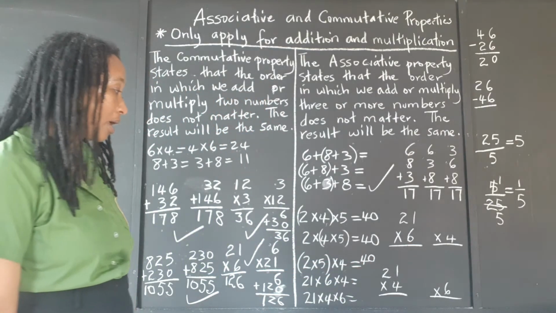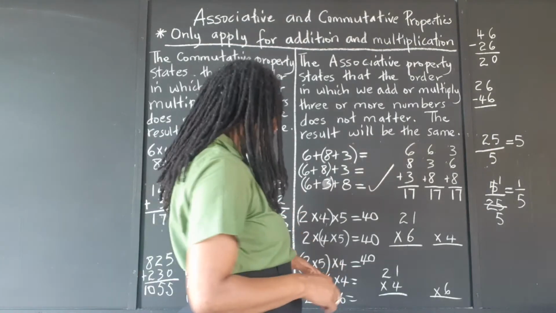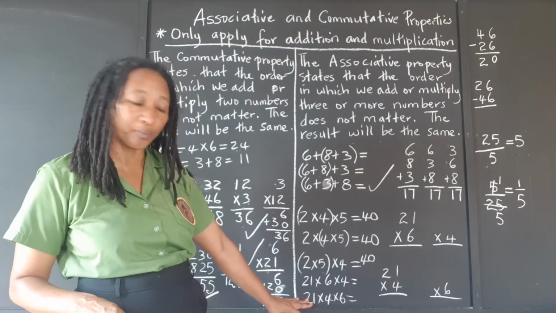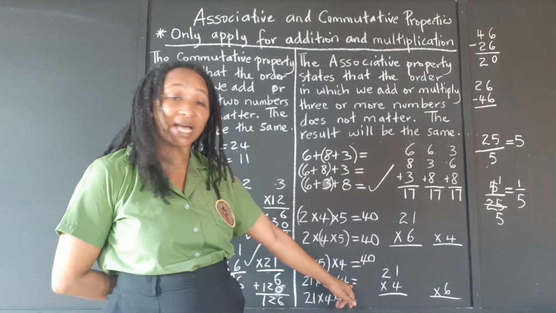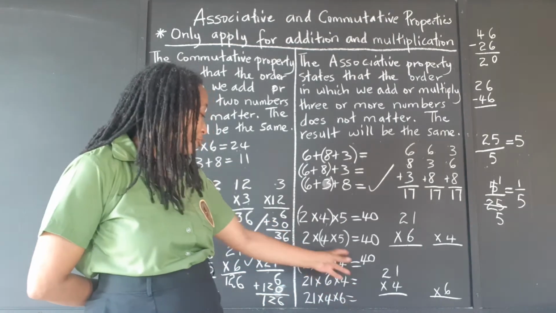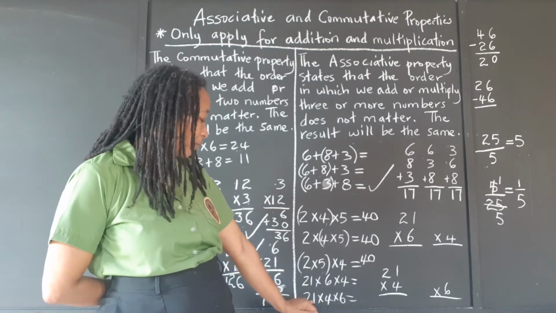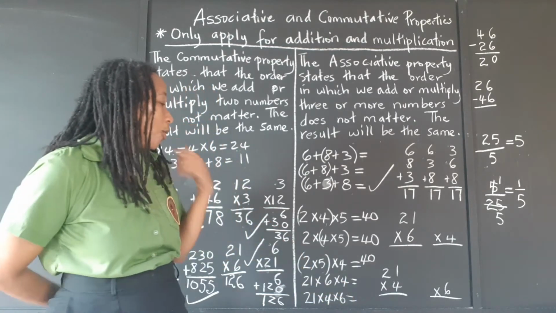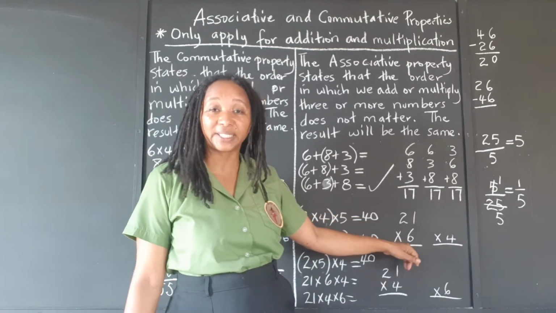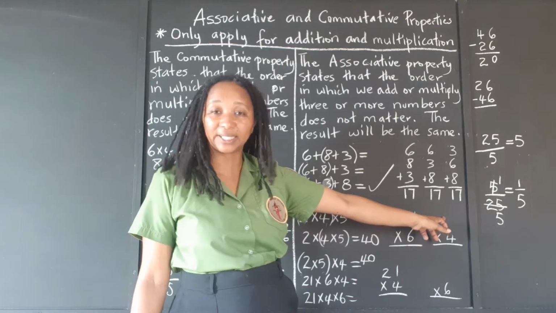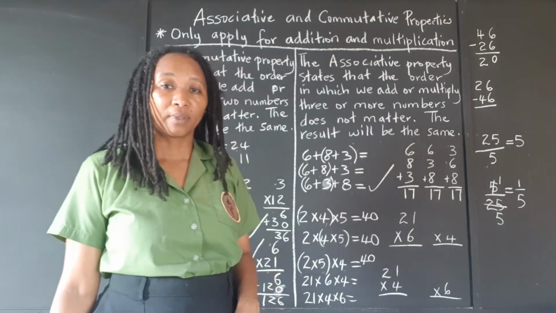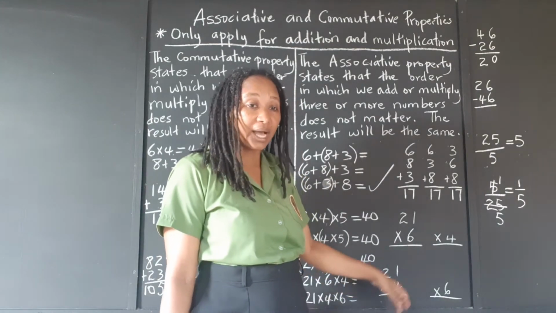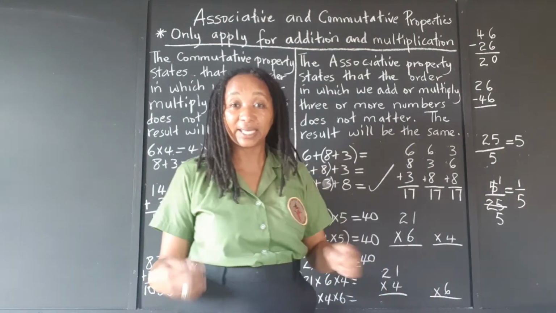See that? Alright, now we're going to check if it works for these three numbers. 21 times 6 times 4. Suppose we rearrange it and multiply the 21 times 4 first, times 6. So we're going to multiply the 21 times 6 and then multiply that answer by 4. And we're going to multiply the 21 times 4 and then multiply that answer by 6.